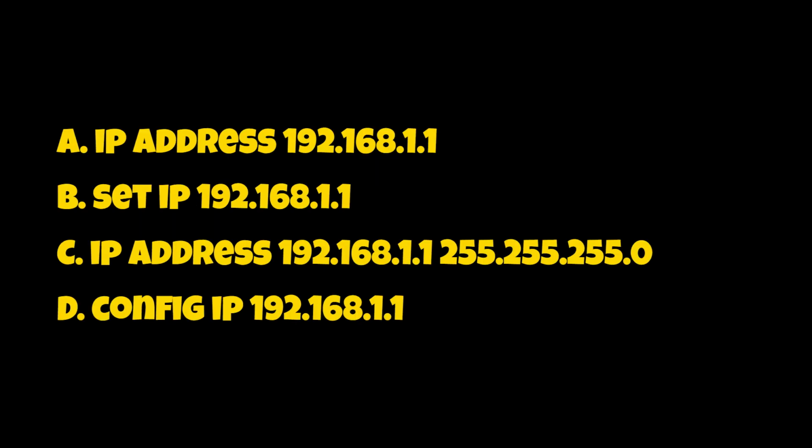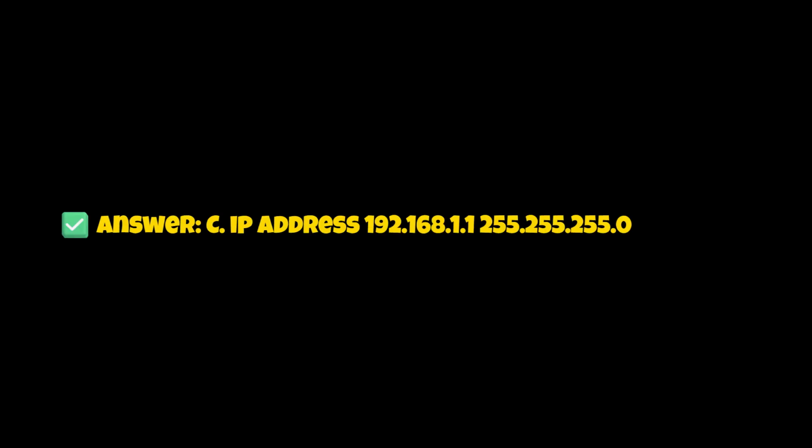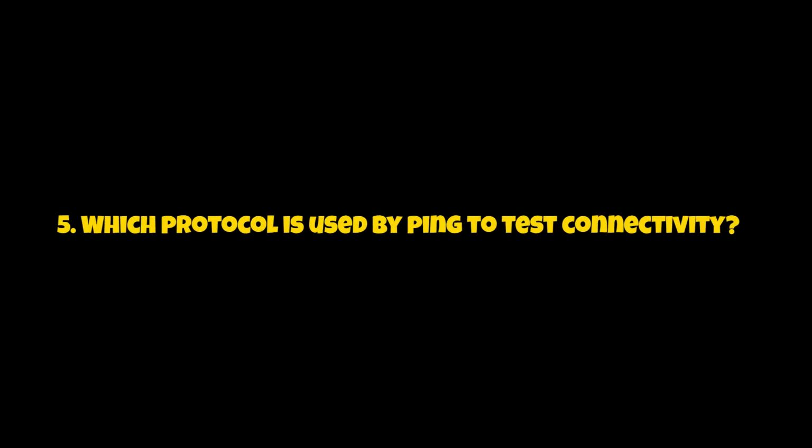4. Which Cisco command is used to assign an IP address to an interface in global configuration mode? A. IP address 192.168.1.1, B. Set IP 192.168.1.1, C. IP address 192.168.1.1 255.255.255.0, D. Config IP 192.168.1.1. Answer: C. IP address 192.168.1.1 255.255.255.0.